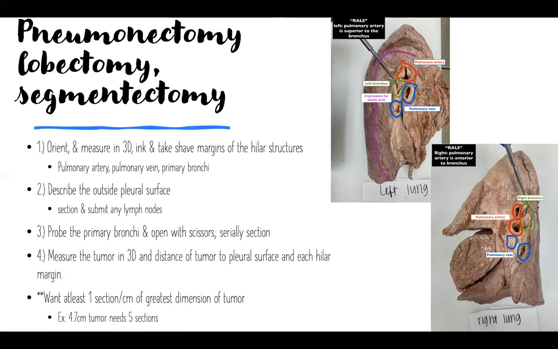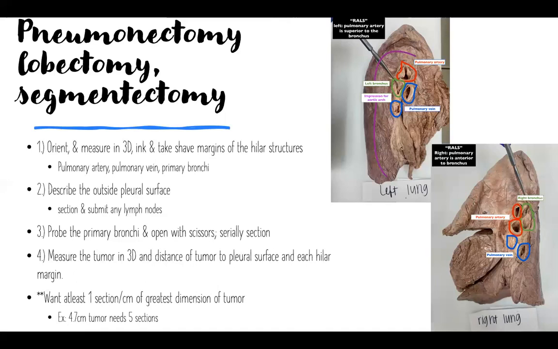That way you can measure the lesion to the ink once you cut it open. And then you're going to also want to take your margins of the hilar structure. Once you are able to figure out which one's your pulmonary artery, which one's your pulmonary vein, and which one's your primary bronchus, you're going to want to shave those. You don't necessarily have to ink them because the pathologist should be able to figure out if it's vein versus artery versus bronchus in an H&E, but it doesn't hurt if you want to ink them differentially.